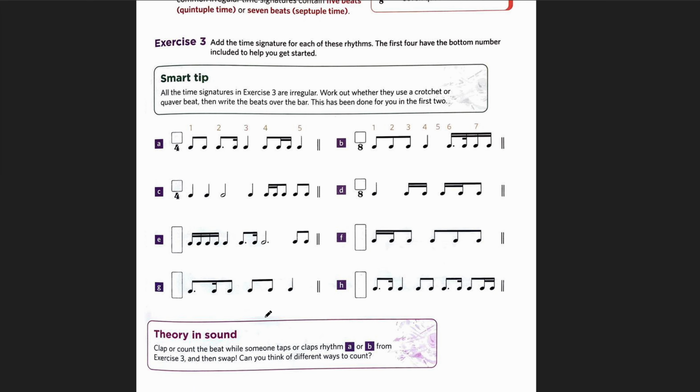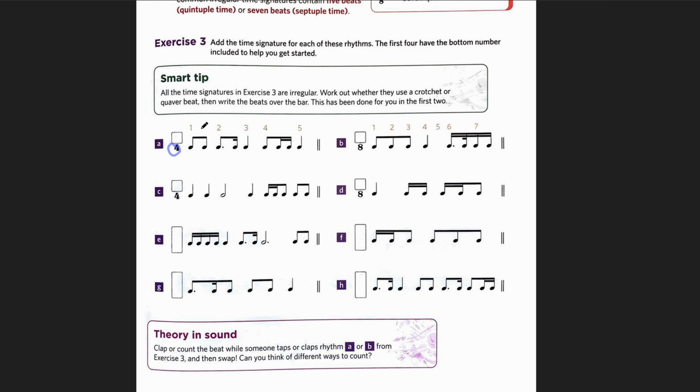Okay, exercise 3. Add the time signatures for each of these rhythms. The first 4 at the bottom are included to help you get started. Okay, so we're counting crotchets.